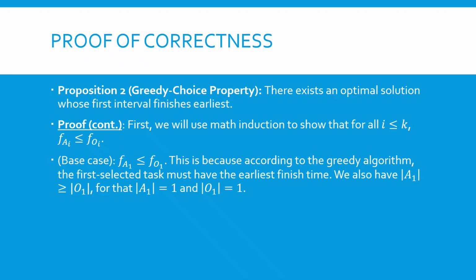We prove this by math induction on i. First, consider the base case where i equals 1. We claim that the finish time of A1 is less than or equal to that of O1. By the algorithm, A1 is the job with the earliest finish time among all jobs. Hence, it must finish no later than any job in O, including O1.